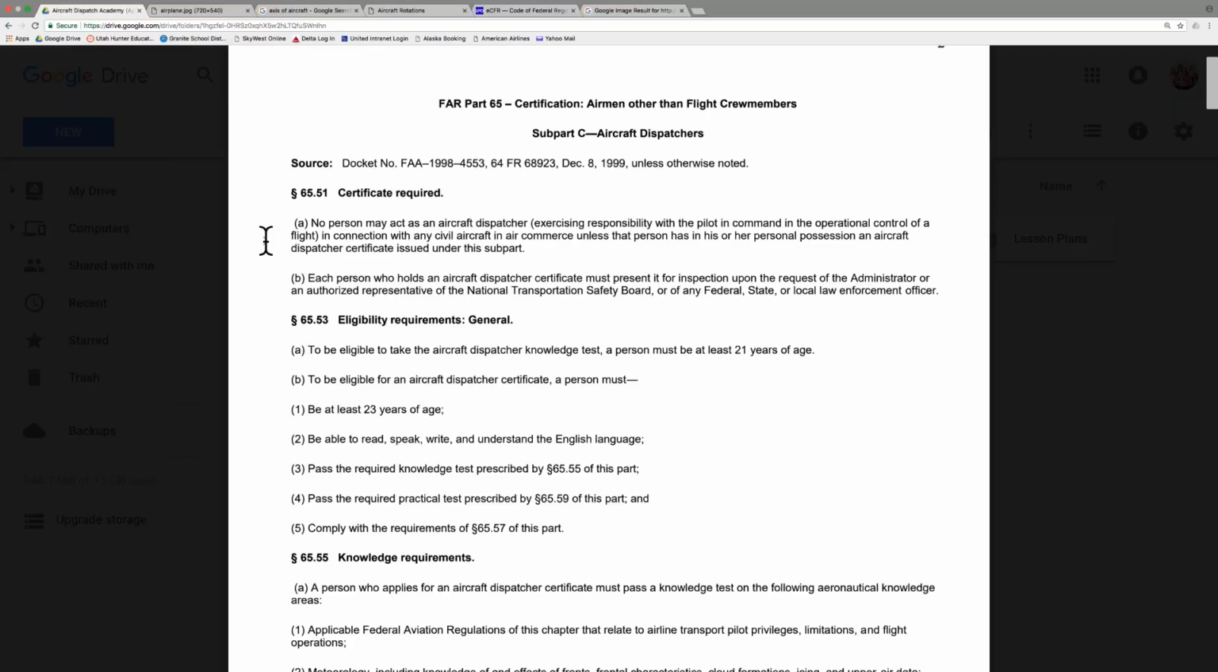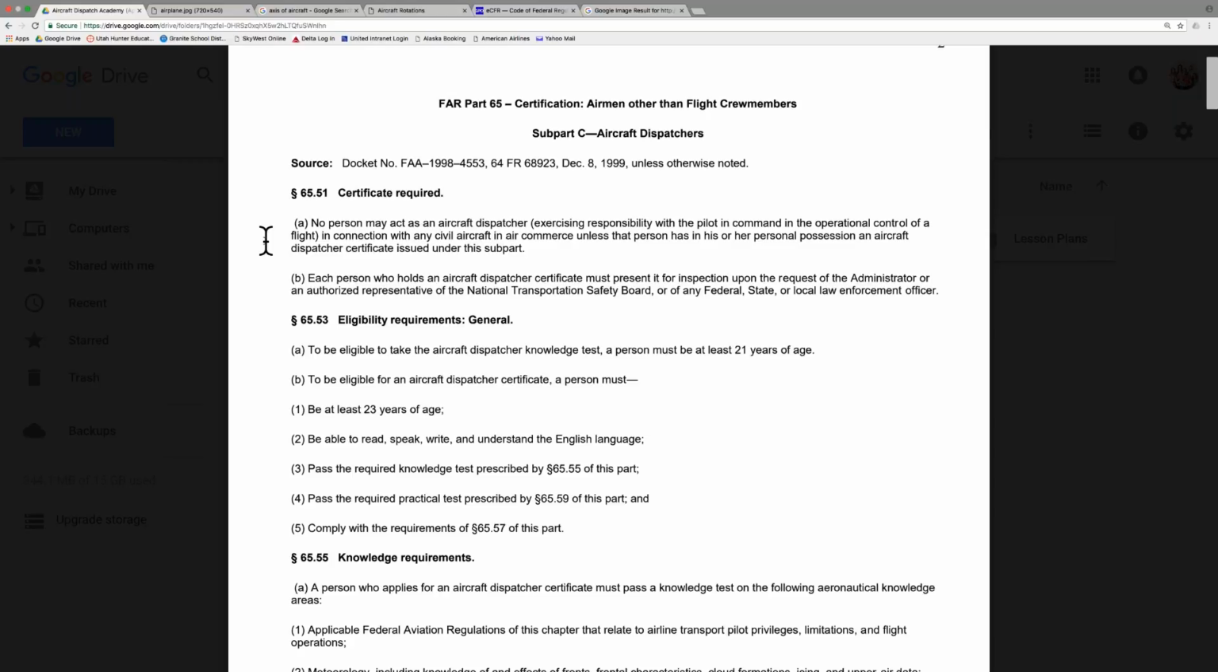Now to get your license, there have to be some requirements met to be eligible. The first thing that you need to know is that to even take the dispatch knowledge test, known as the ADX, you have to be at least 21 years old. So is there anybody in this class that is not 21? Nope, I didn't think so. Yep, that's the first requirement.